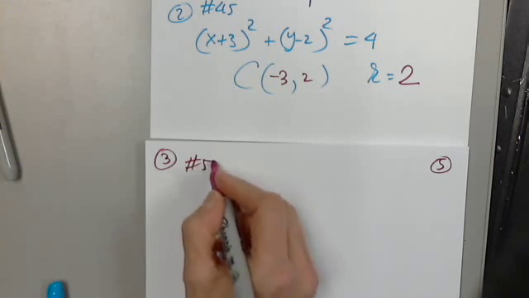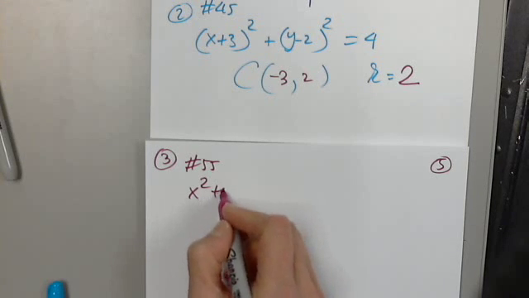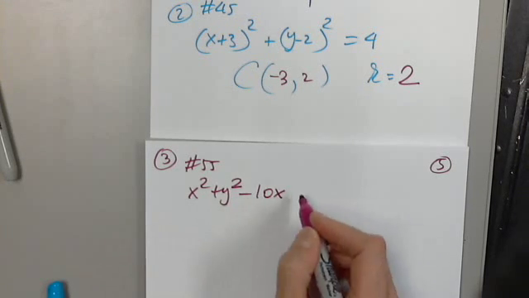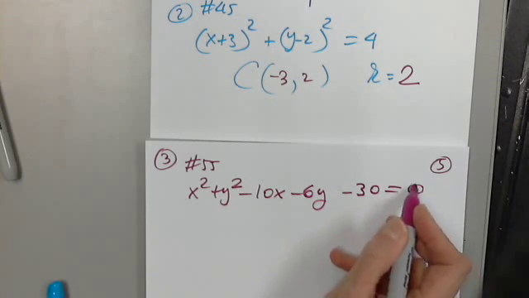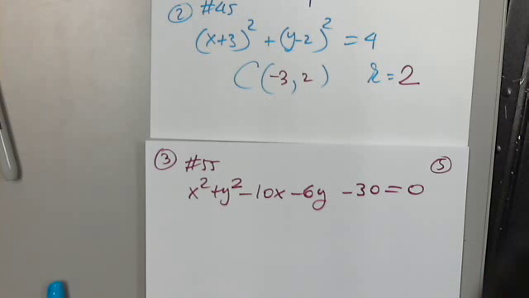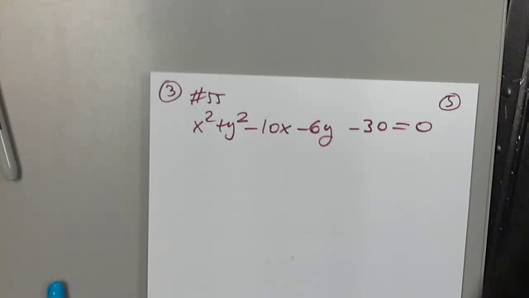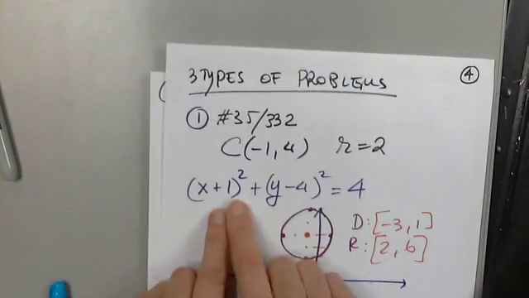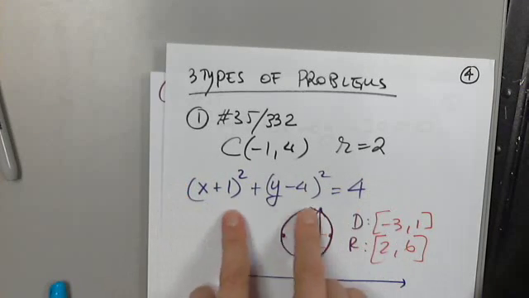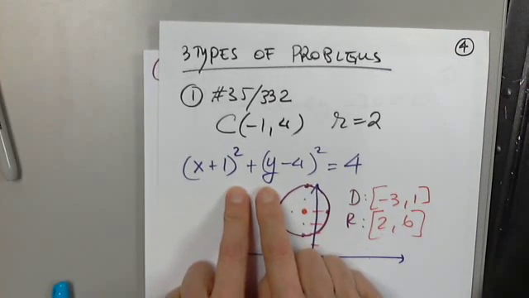55. Same page, with x squared plus y squared minus 10x minus 6y minus 30 equals 0. The question here is: is this the equation of a circle? And for now, the correct answer is I have no clue. I don't know. But I can say only this. If somehow I rearrange all this to make it look like this, then yes, it's a circle.